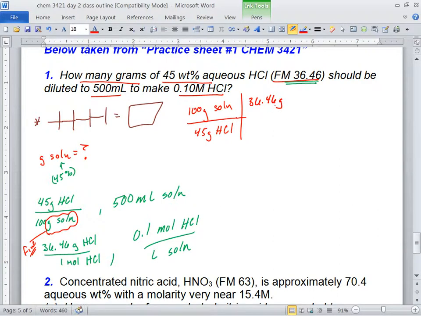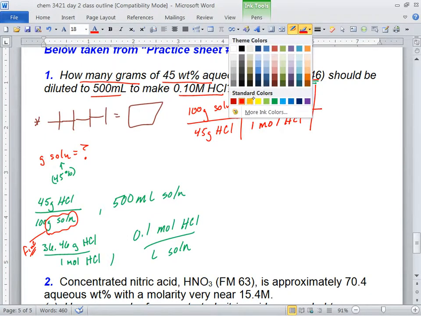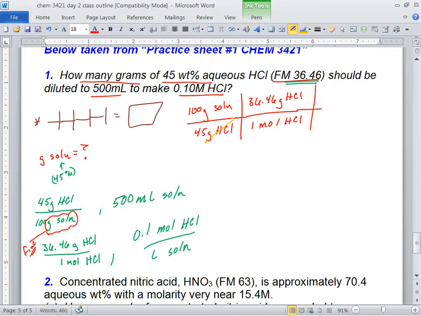36.46 grams of HCl in 1 mole of HCl. Now, do you see how big of a deal it was to write down here when we did this? To write grams of HCl and to write moles of HCl? Because if you didn't, you're going to have no clue what to do next. So you have to write those. All right. Now it looks like our grams of HCl are gone. It's got to keep going.